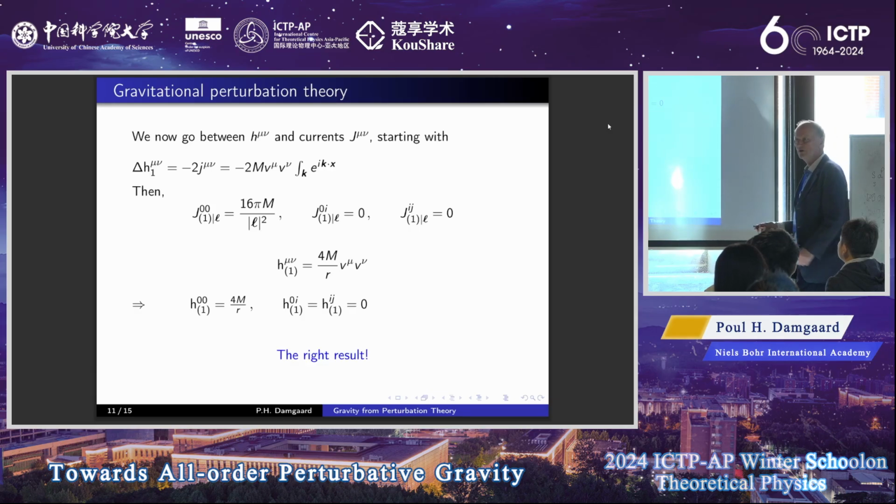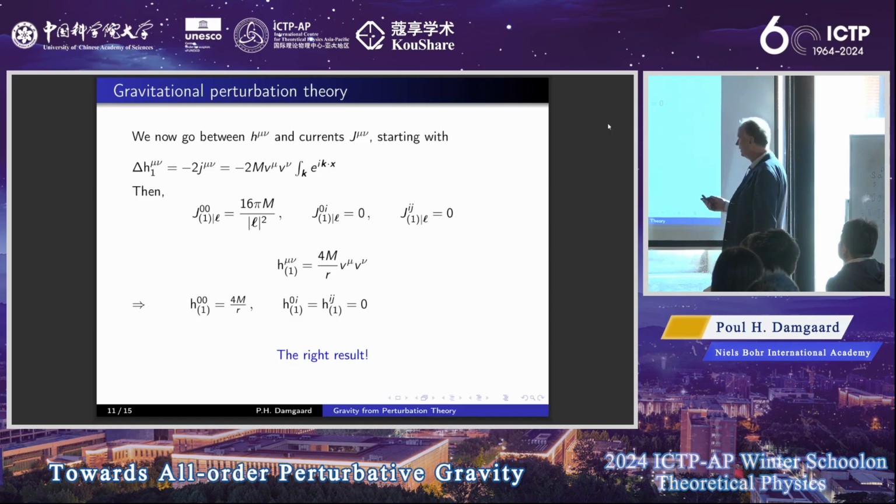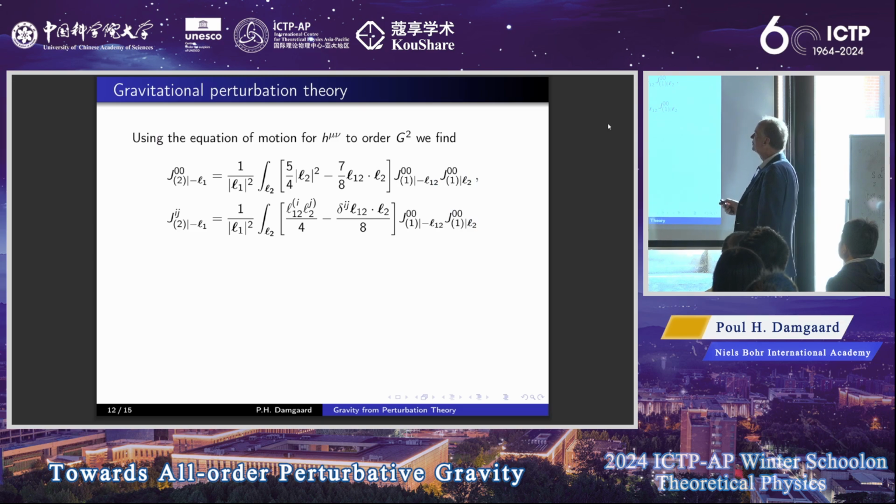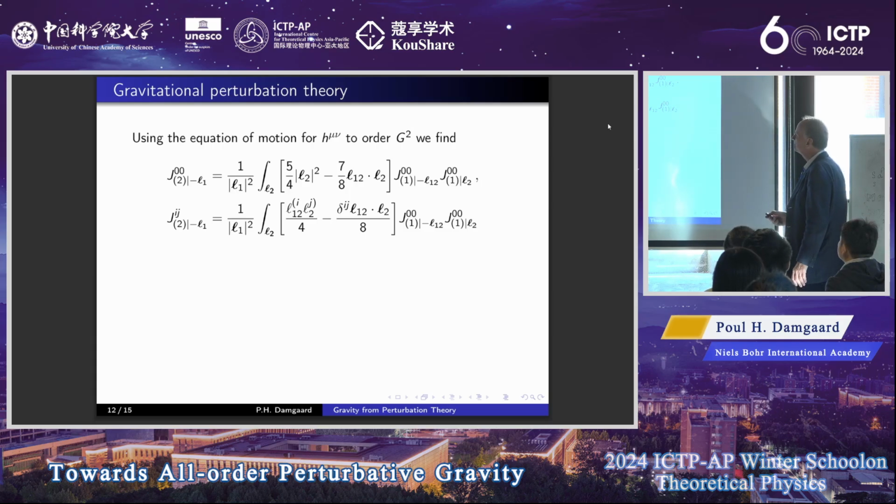There, right result. But that's leading order. It's too trivial. Let's move on. So plugging in the equation of motion for h mu nu to order g square is still doable. It's not too complicated. And what we find is the following expression.